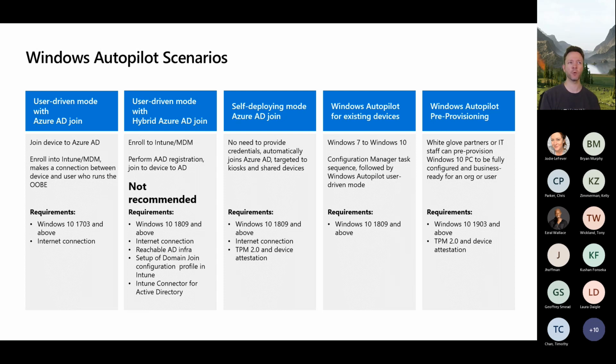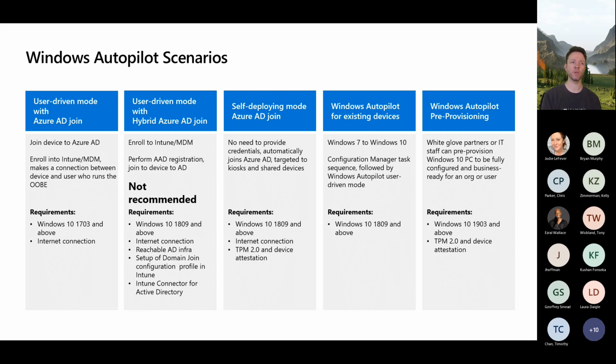User-driven mode with hybrid Azure AD Join. I've got a number of customers that are going through this right now, and it's painful. I don't recommend using it. There's a lot of moving parts to it, because effectively what this is doing is it's domain joining a computer to your on-premises domain. And it's doing it all through the out-of-box experience. And it uses this thing called an offline domain join blob. And it's just prone to a lot of mistakes if the environment is not set up correctly.